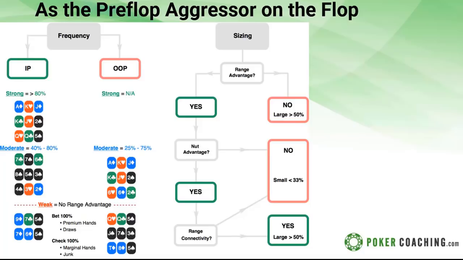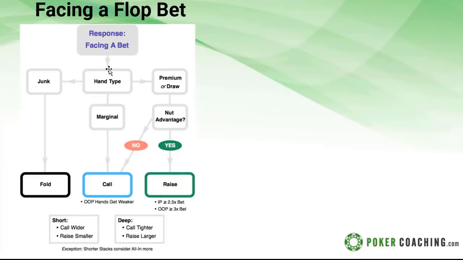And the reason for that is because when you bet the flop and your opponent calls, it implies they no longer have the junk in their range. You can follow this chart here. Whenever we bet and the opponent has junk, they just fold. That means when they continue by calling, they either have a marginal hand or they have a premium made hand or a draw, depending on how they play them.